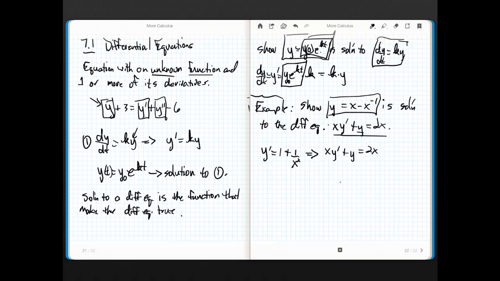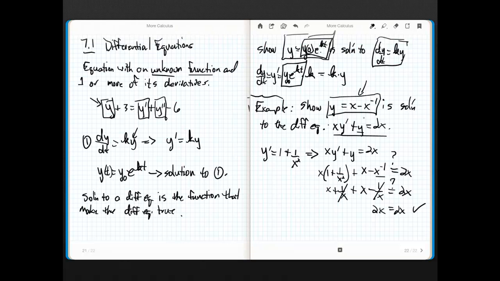Now remember, all I'm doing is showing that this is true. So I'm going to plug in my y prime. So x times 1 plus 1 over x squared, that's the y prime that I grabbed from here, plus y. Well, what's y? That's this guy right here, x minus x to the negative 1. And then I have to show, think of this like a trig identity, does it equal 2x? Well, this turns into x plus 1 over x plus x minus, well, what's x to the negative 1? 1 over x. Does it equal 2x? Well, let's check. 1 over x minus 1 over x, those cancel, and I end up with 2x equals 2x. Check. This is a solution.